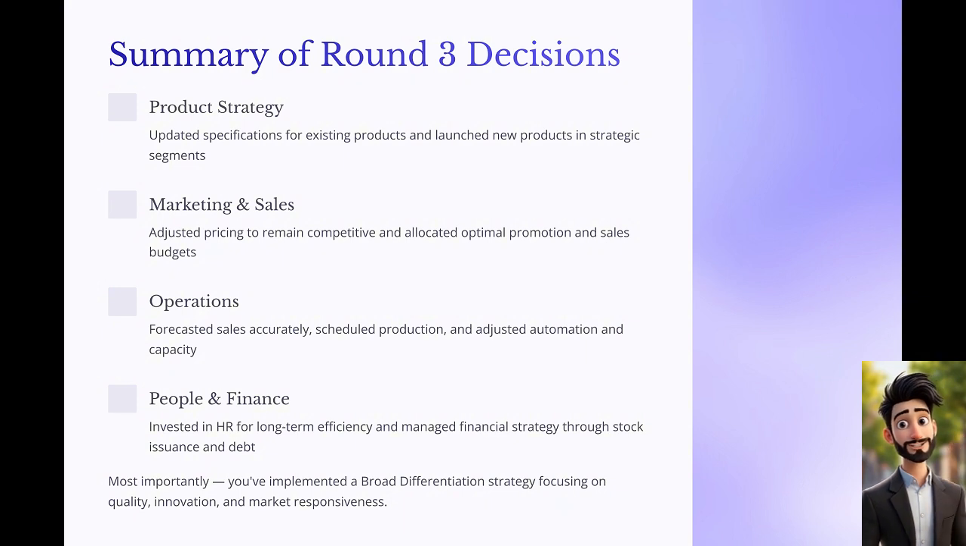Checkmark: scheduled production and adjusted automation and capacity. Checkmark: invested in HR to build long-term efficiency. Checkmark: managed financial strategy through stock issuance and debt. Checkmark: ensured liquidity to avoid emergency loans. Checkmark: reviewed pro forma statements before submission, and most importantly, you've implemented a broad differentiation strategy that focuses on quality, innovation, and market responsiveness.